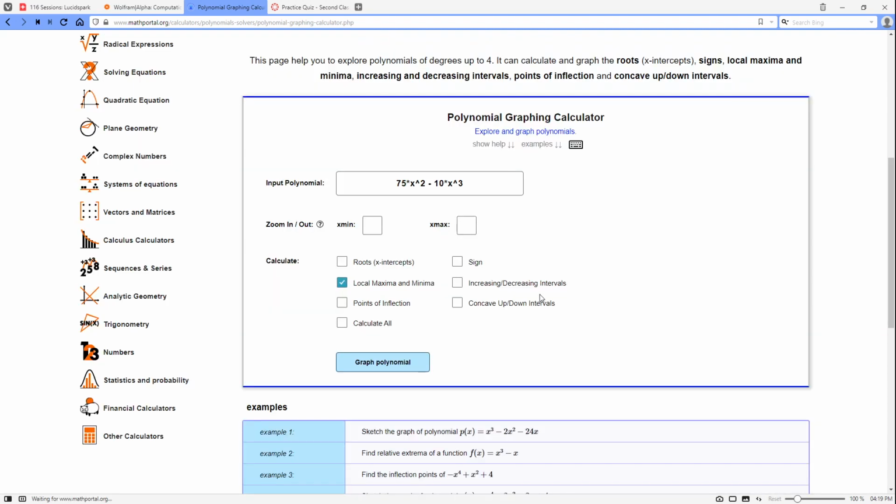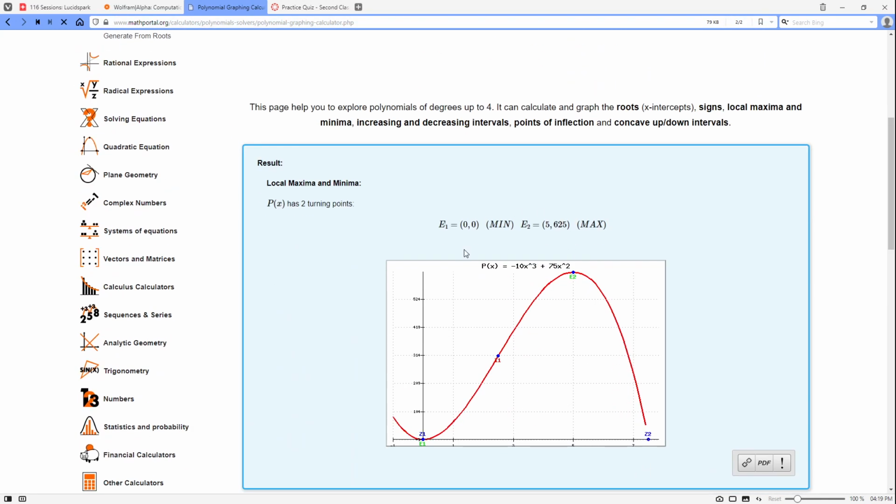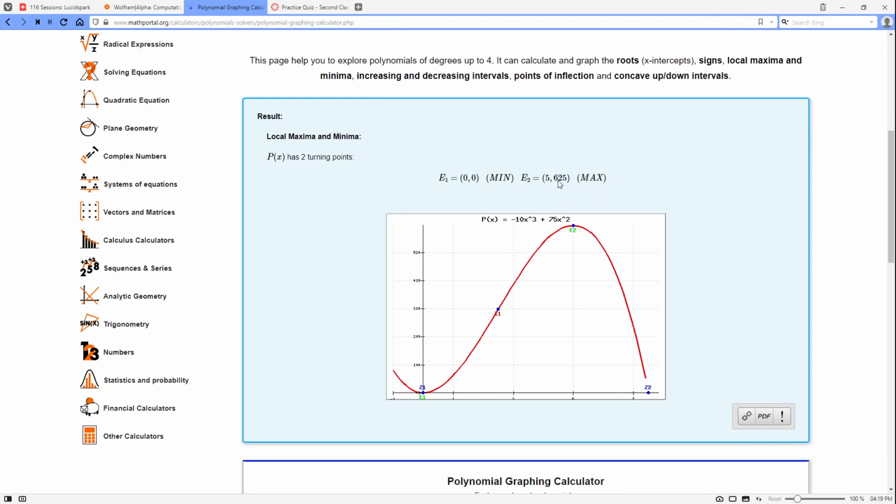I'm going to graph the polynomial. There's our answer. And what you get is that the maxima is when y is 625 and x is 5. And that's what we're asking for. What x value generates the maxima? That would be 5. So our answer is 5.